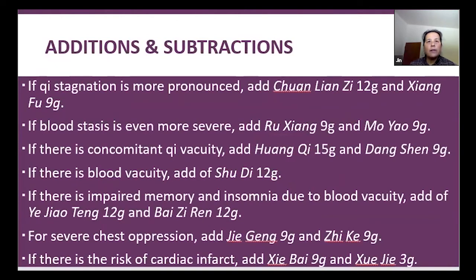And for severe chest pain, we add Jie Geng and Zhi Ke. And if the patient is truly in a severely painful condition, where we are talking about a coronary artery that is totally blocked, we can add Xie Bai and Xue Jie, which move blood more strongly and warm the chest.